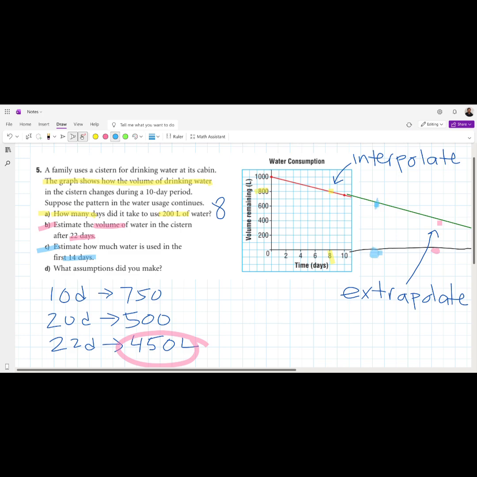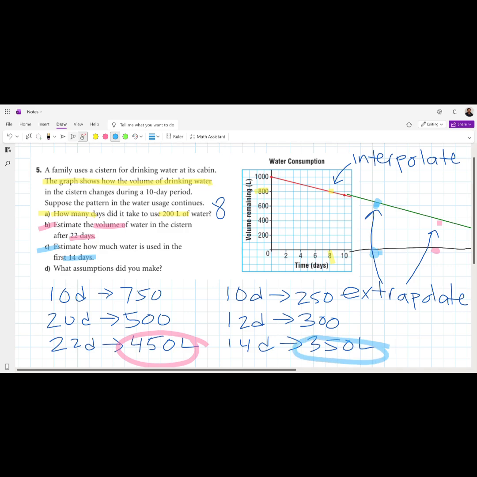How much water is used in the first 14 days? Again, I can extrapolate. 14 is about here. So it looks like if the level is at 600, I used maybe 400 liters. To be more precise though, again, I notice 250 liters are used every 10 days, which would mean at 14 days I've used up 350 liters. Again, these assumptions only make sense if this is a linear relation.